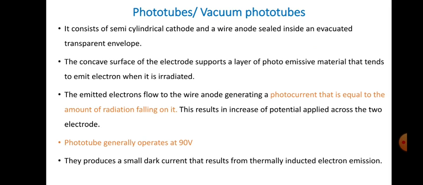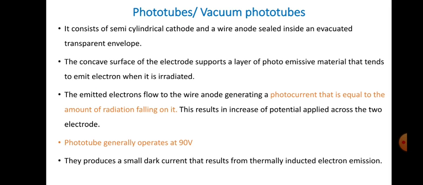Then the next type is a phototube, or these are also called a vacuum phototube, because the phototube's inner environment is maintained in a vacuum. So, these consist of a semi-cylindrical cathode and a wire which is acting as an anode, sealed inside an evacuated transparent envelope. Okay. So, that is why it is called a vacuum phototube. The concave surface of the electrode supports a layer of photoemissive material that tends to emit electrons when we irradiate them.